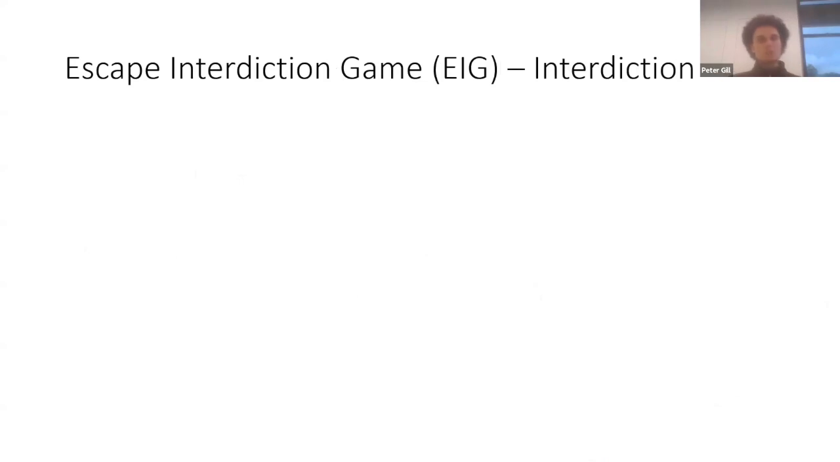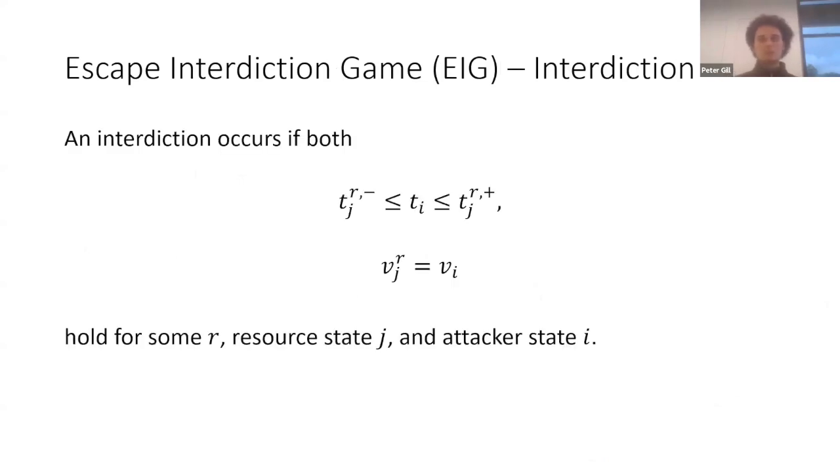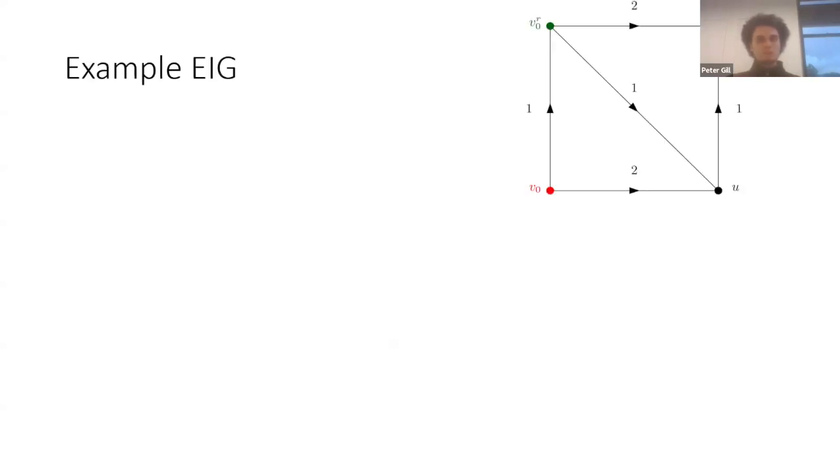And then very naturally, an interdiction occurs basically when some police person is on the same node at the same time as the criminal, the attacker. So very simple there. That's when an interdiction occurs. So hopefully that's okay for everyone. We'll look at an example just to get our heads around that definition.